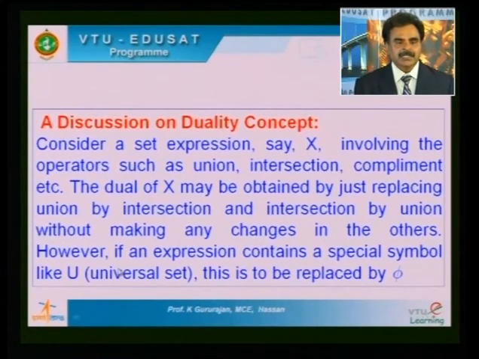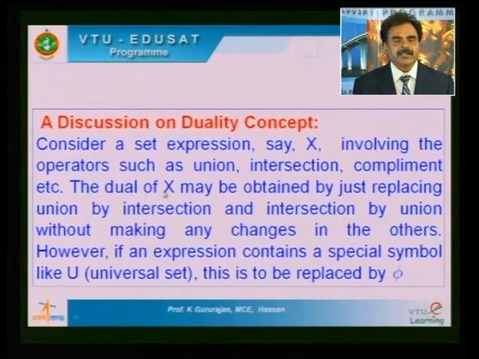Now, continuing our discussion, now on the duality concept. I explained in the previous class that union and intersection operators are examples of what? Duals of one another, because they possess exactly contrasting behaviors. Now, we shall give a formal definition of the dual formula. Let me start with the set expression, say X. What is X? X consists of a number of sets and a few set operators. That is called a set expression, or a formula involving operators such as union, intersection, complement, etc., and some other sets.